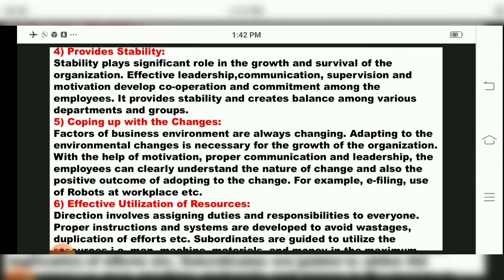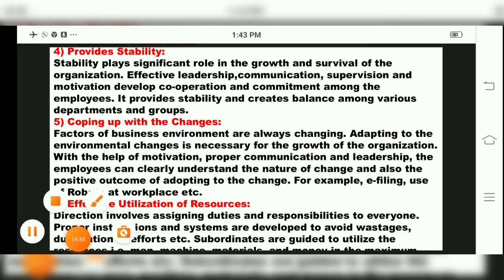So this created imbalance. So providing stability means what? The manager also has to supervise and direct the employees. The employees should also keep their promise. Then both of them have teamwork, proper communication, and understanding for the organization. Then only will there be a stable balance among employees and the organization.